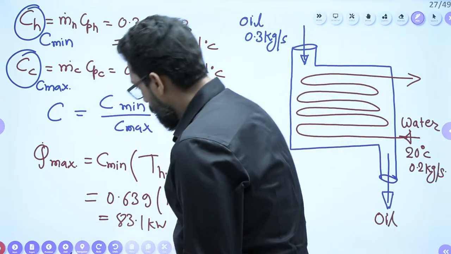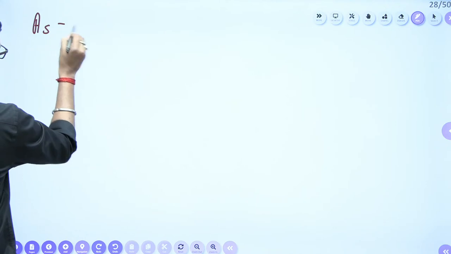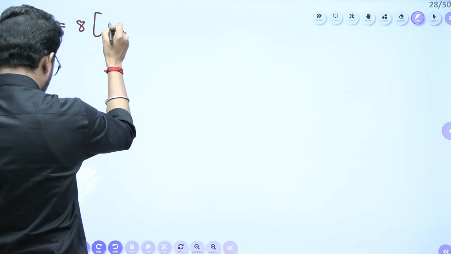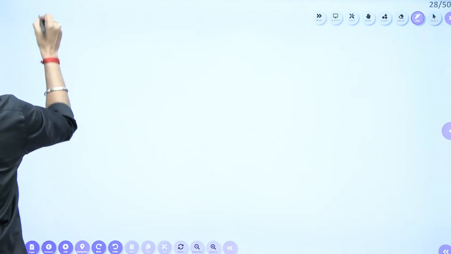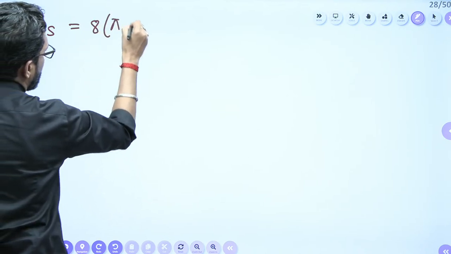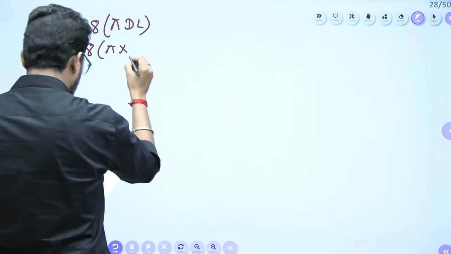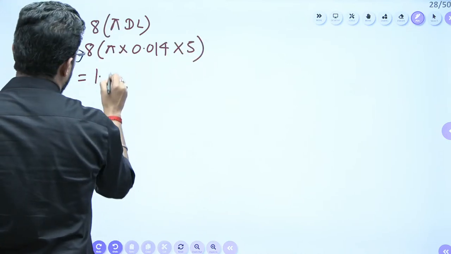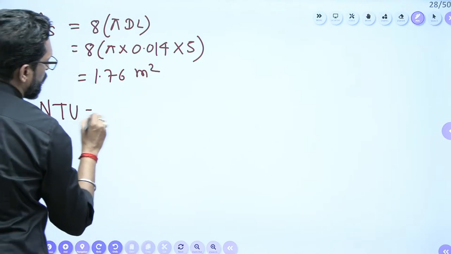Now we can find the total surface area. Total surface area is the number of tubes, 8, times the surface area of each tube, the perimeter times length. That means AS, the total surface area, is the number of tubes 8 into pi d into L. You have 8, and pi d, where d is 0.014. What is L? L is 5. So the surface area is 1.76 meter square. Now you can easily find NTU. What is NTU, beta? What is NTU?